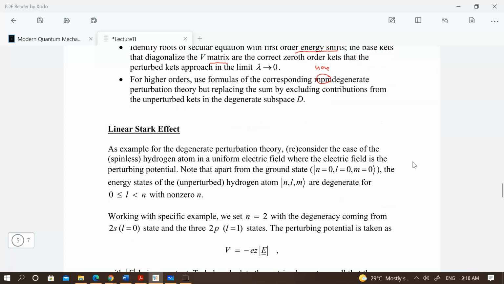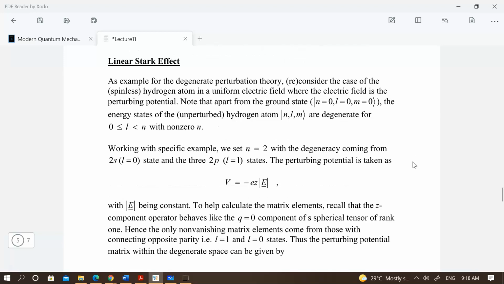Let's look at an example. Remember we had before, in the non-degenerate case, we considered a hydrogen atom without spin, being put into a potential which involves a uniform electric field. And in the previous non-degenerate case, you are only limited to the case of the ground state.